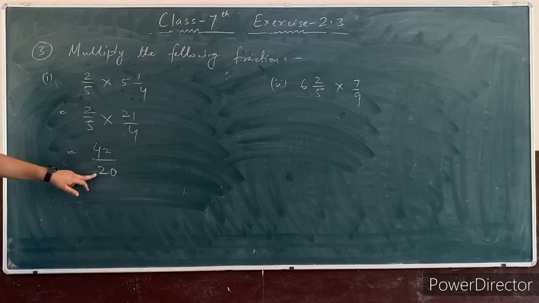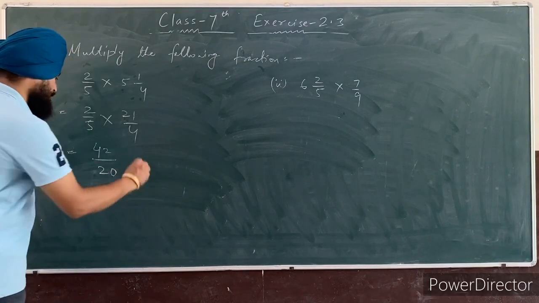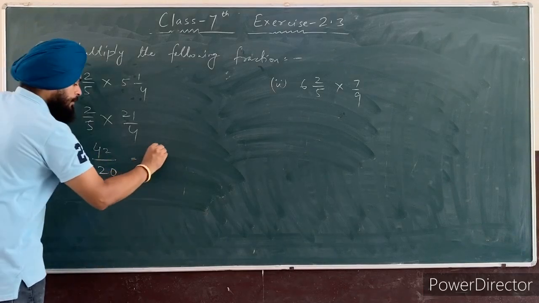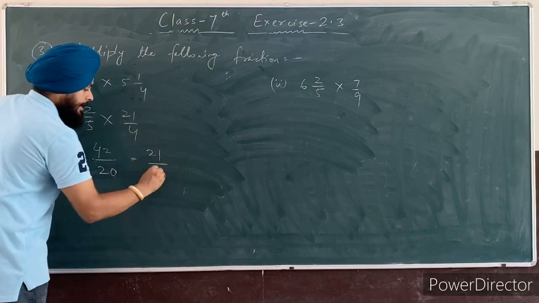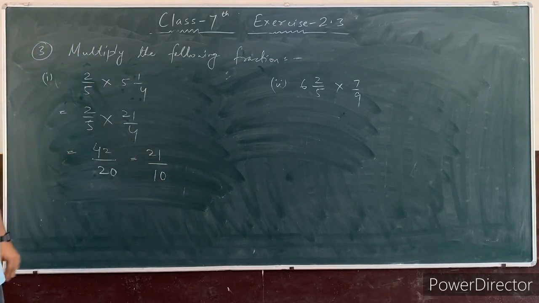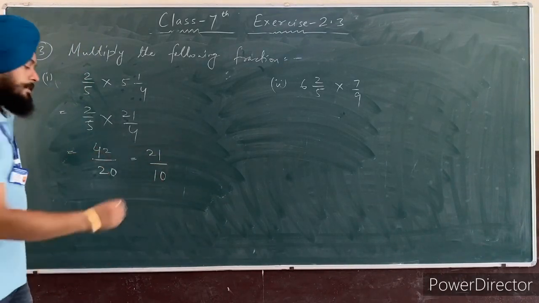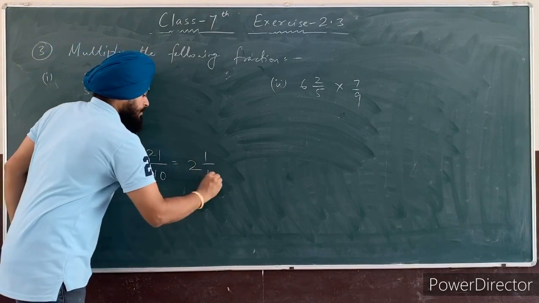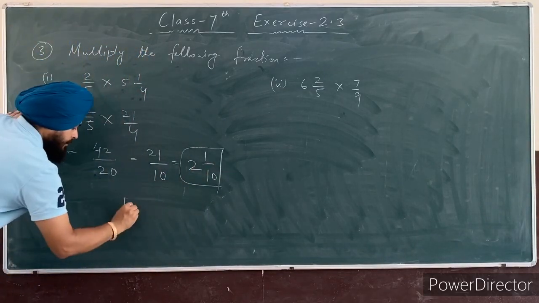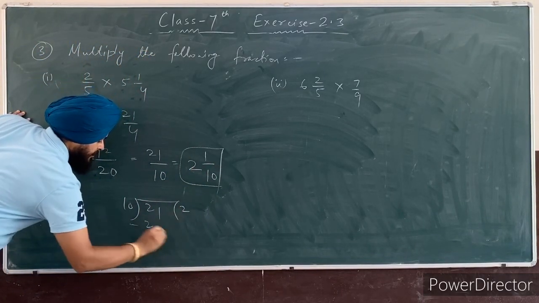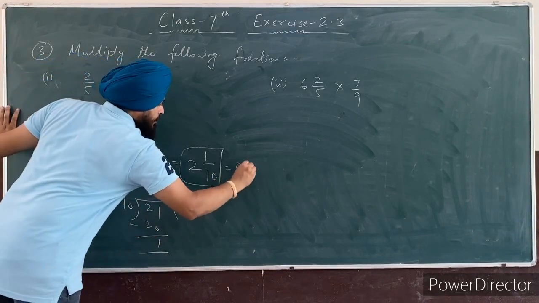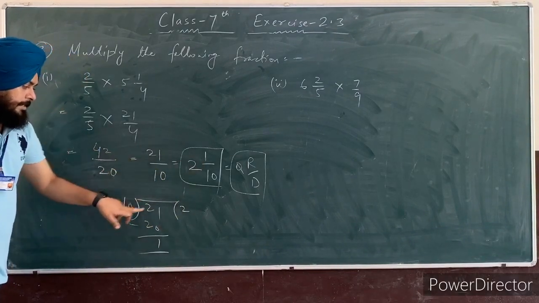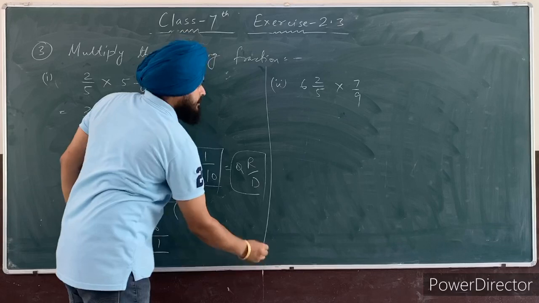Now 42 by 20, you have to convert it into lowest form. So 42 by 20, which table will go? Table of 2. So 2 21s are 42, 2 10s are 20. So 21 by 10. Now you have to convert this fraction again into a mixed fraction. 10 2s are 20, 21 minus 20 is only 1. So answer is 2 1 by 10. In fraction form it is quotient, remainder over divisor. Quotient is 2, remainder is 1 and divisor is 10. Clear students?